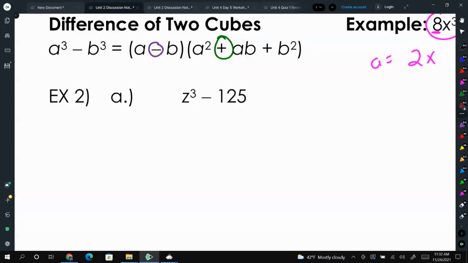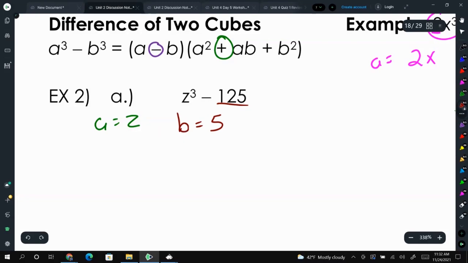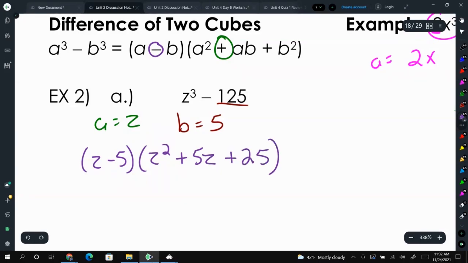Here we have z to the third minus 125. That minus means it's going to be a difference of two cubes, so we're going to use this formula right up here. So your a value is going to be the third root of z to the third, so z, and the third root of 125 would be your b value, so b is equal to 5. So then we're going to do a minus b, so z minus 5, and then parentheses a squared, so z squared, plus a times b, so 5z, plus b squared, so 5 squared is 25.